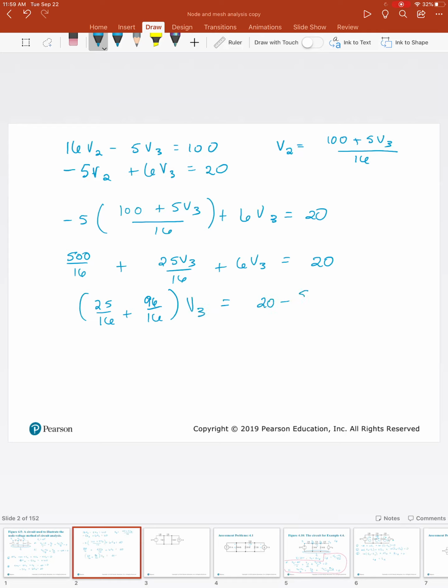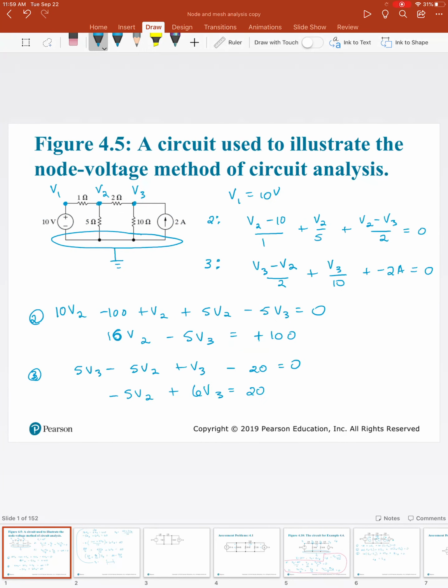And that's 20 minus 500 over 16. So you can now solve for V3. And once you have V3, you can then substitute it into either of these equations to solve for V2. So that's just a quick illustration of the method of substitution. Once again, that was the node voltage method for this particular circuit, and here are your node equations right here. As far as this lecture, that's what I want you to get out of this.